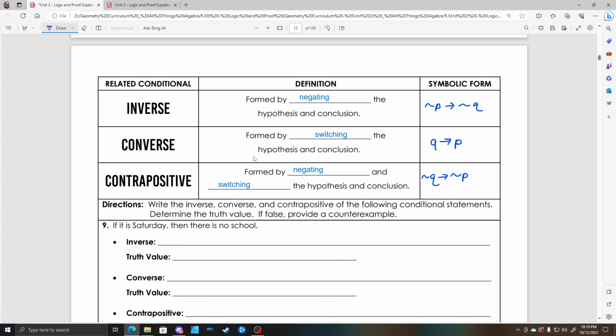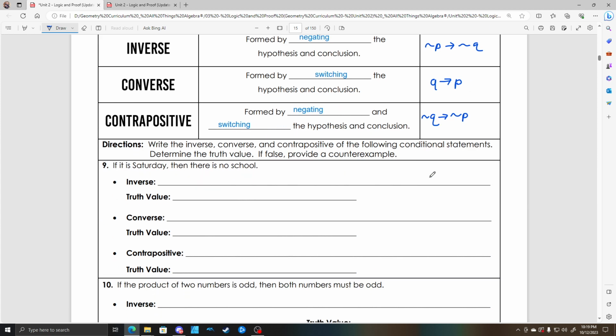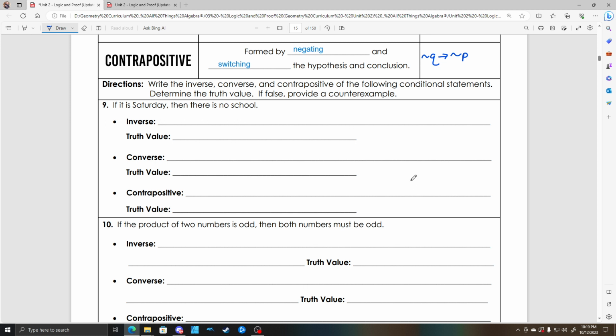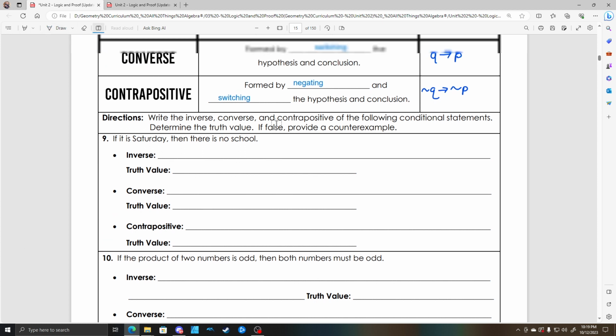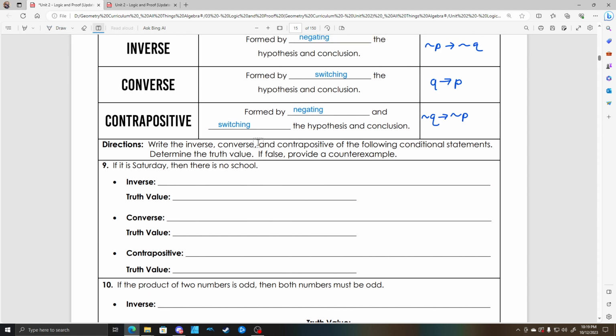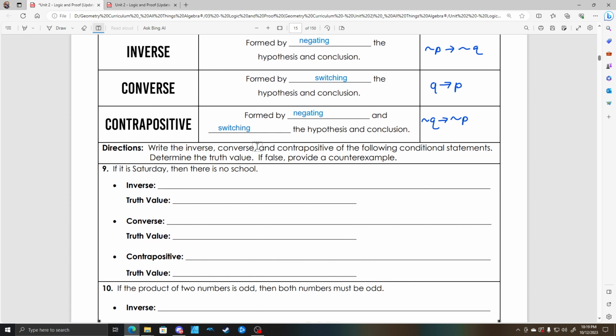We'll go over a few examples. We're also going to be able to figure out truth values and things like that with these as well. Essentially, all we're doing is applying the logic of these rules to our initial conditional statements. So let's look at this.